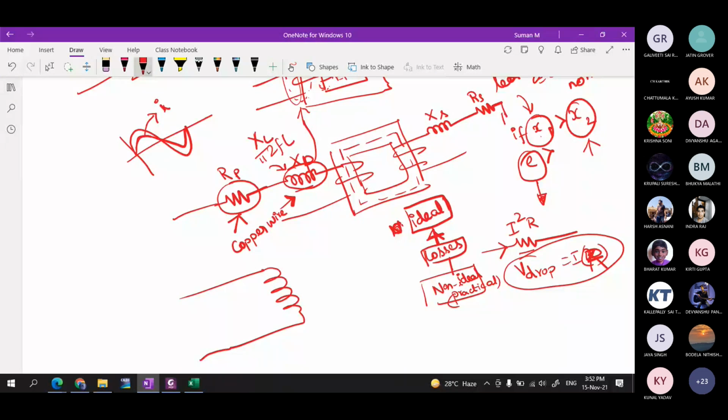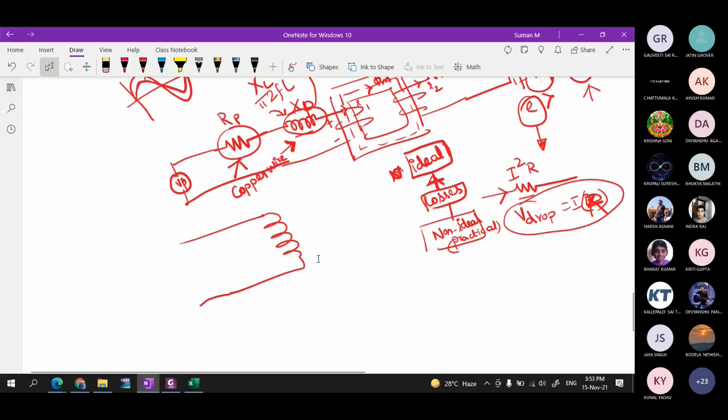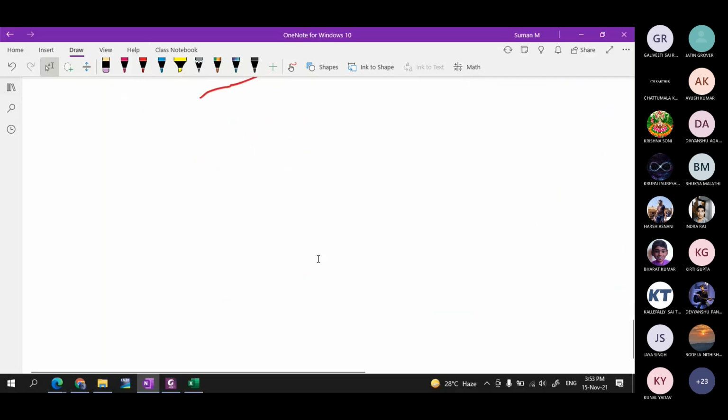Then you have a load, and you have a source here, VP. Now you have the induced EMF here, and you have the mutual flux here. This is I1, and this is current I2. So now we have moved from the ideal transformer to the practical transformer.